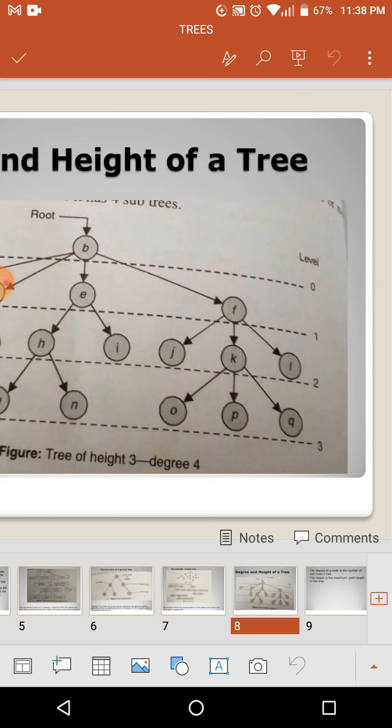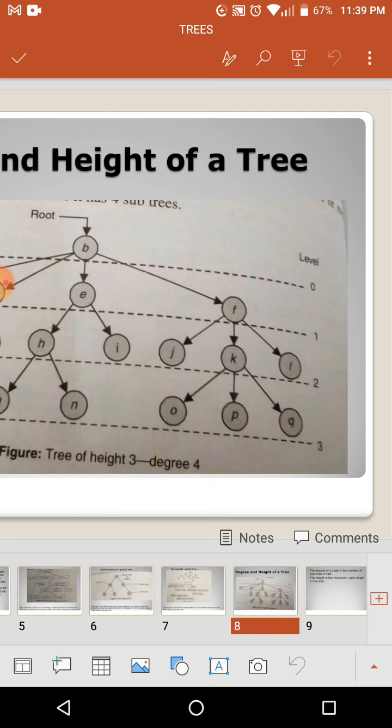The degree of a node is the number of subtrees it has. How many subtrees does it have? C is one subtree, D is a tree, E is a tree, and F is a tree. So we can say that the degree is 4, because it has 4 children, so 4 subtrees.